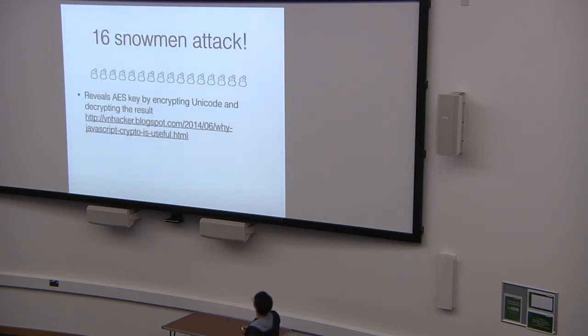It's the 16 Snowman attack. It's an attack discovered by Daniel Bleichenbacher on the JavaScript AES library implementation. And it uses those two quirks of the language to form a really nice attack.